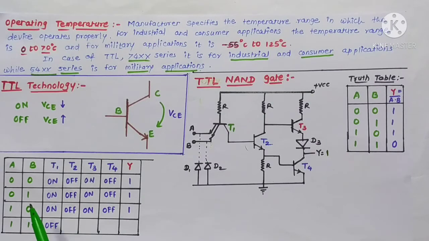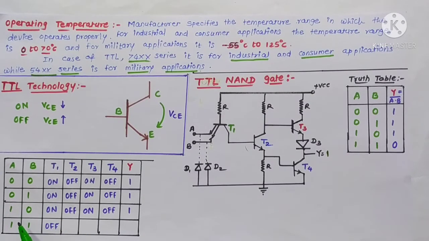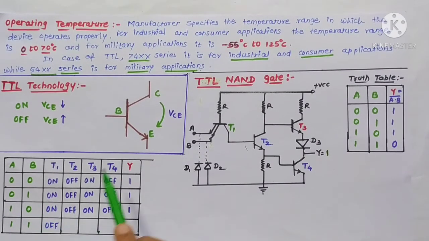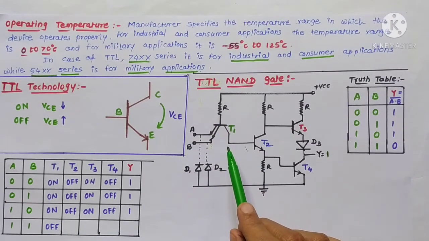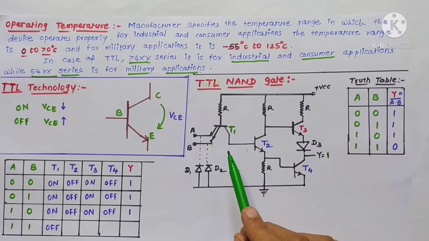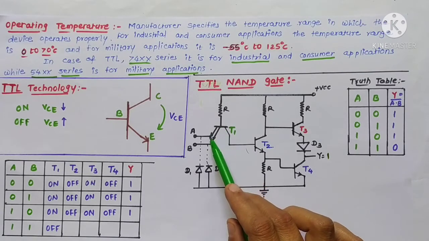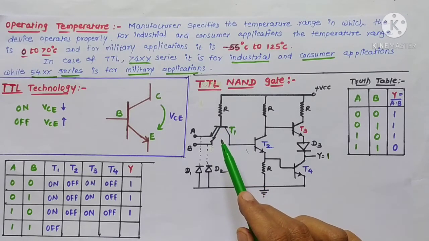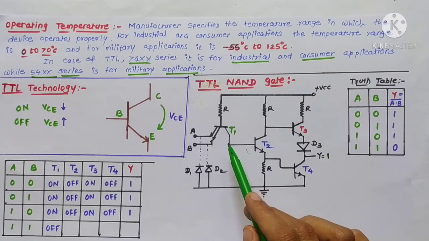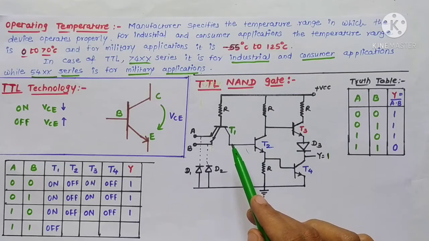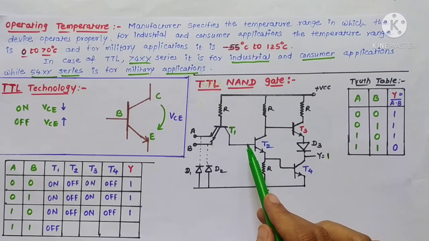For example, in these 0, 1, 1, 0 cases, this transistor becomes on, because when either emitter is grounded, the base emitter diode of T1 becomes forward biased. As this base emitter becomes forward biased, the transistor goes into saturation. Therefore, its collector voltage goes to the low. The collector terminal of T1 is the base of T2, therefore it makes T2 cut off.